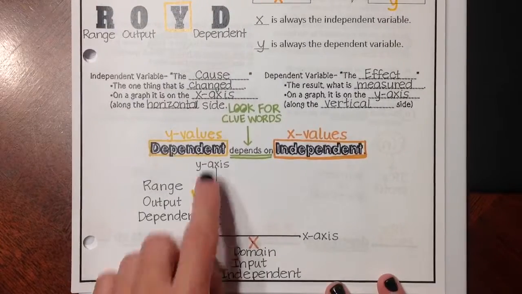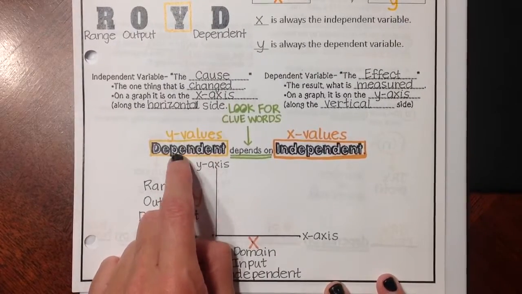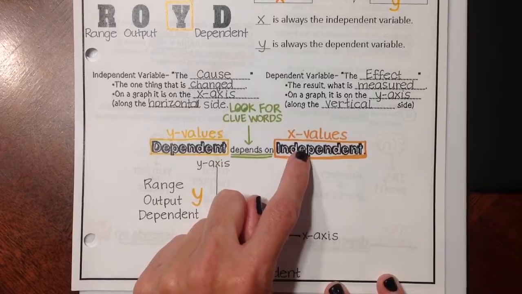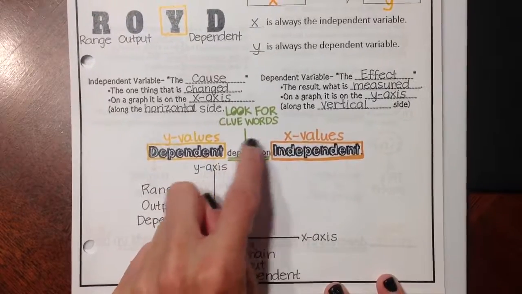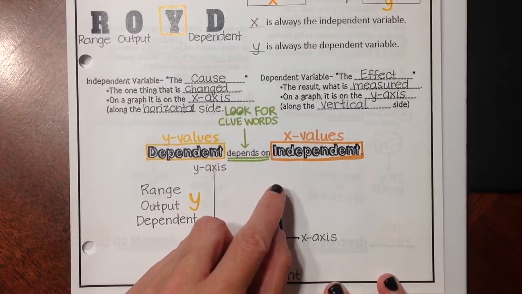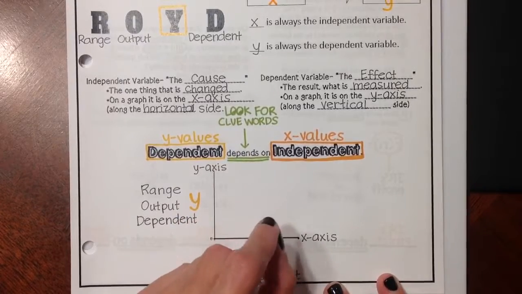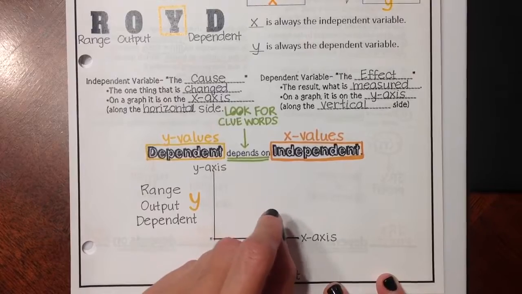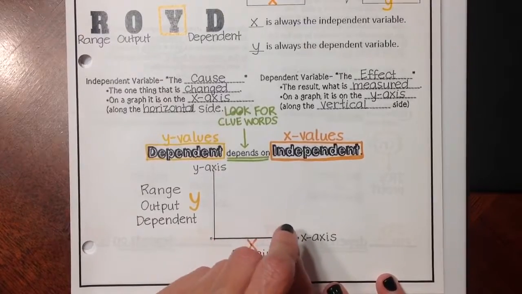So here's something you may not have seen before. This phrase right here, dependent, depends on the independent. So if you see these clue words in a word problem, that is almost as important as an equation, because they are going to tell you what your x value quantities are and what your y value quantities are. You just need to know where to look, and here's where you look.